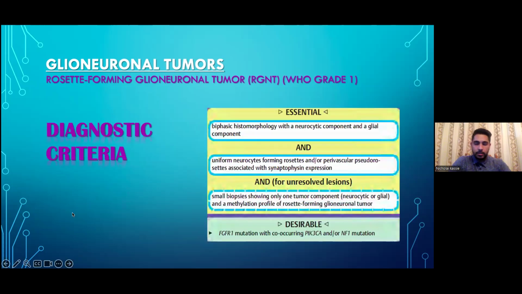In terms of diagnostic criteria, a biphasic histomorphology with a neurocytic component and a glial component, and uniform neurocytes forming rosettes or perivascular pseudorosettes associated with synaptophysin expression. And for unresolved lesions, small biopsies showing only one tumor component, usually neurocytic or glial, and a methylation profile of rosette-forming glioneuronal tumors. What is desirable is a FGFR1 mutation with a co-occurring PIK3CA and or NF1 mutation.